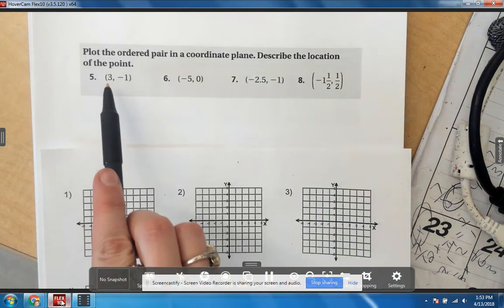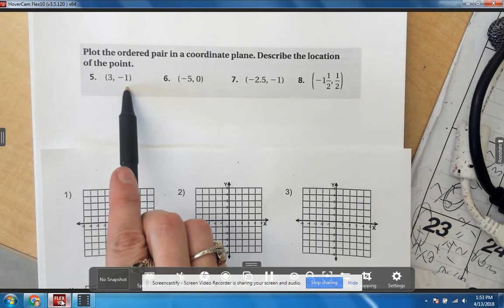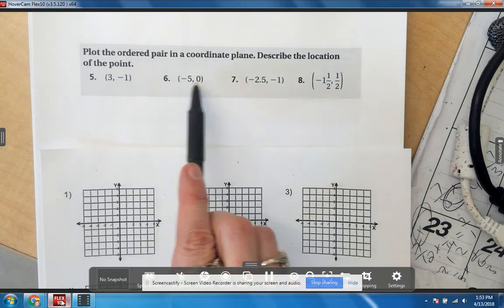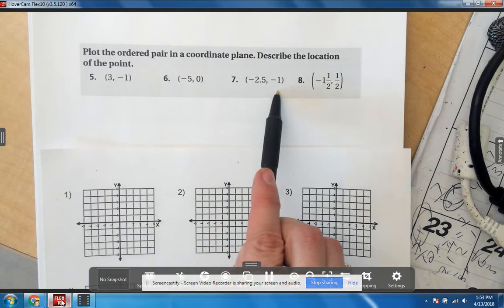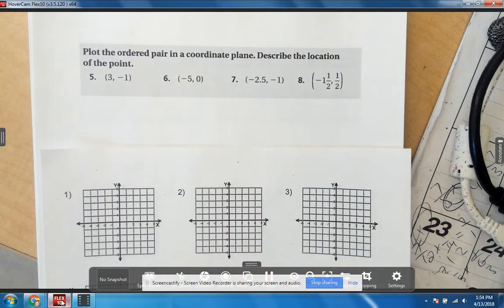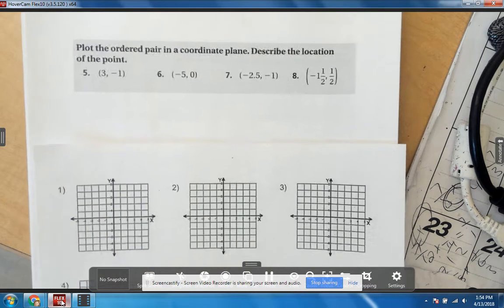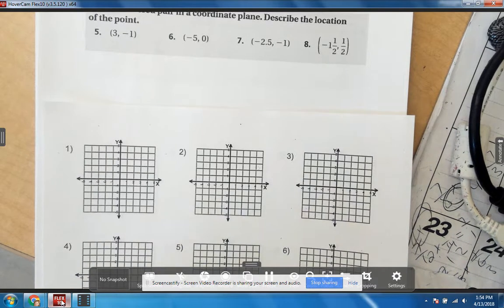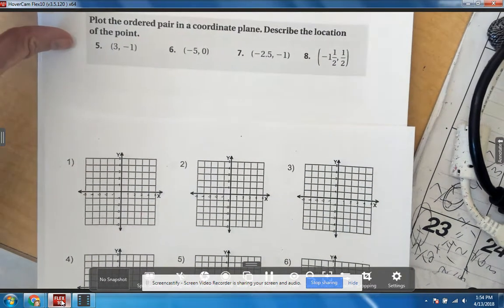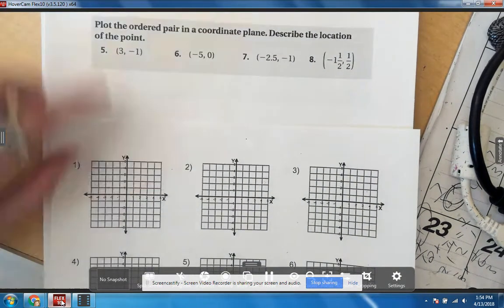So remember, you're going to the right or left, up or down. If it's a decimal or a fraction, you just put it between the 2 lines. Okay? So do each one in a different grid and then tell me what quadrant it is in. Okay, so you're going to pause and try this one. Always start at the origin first.